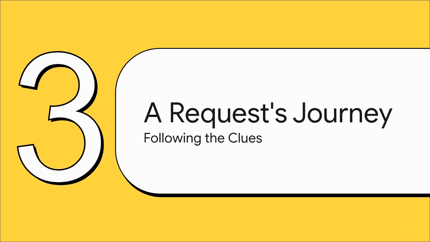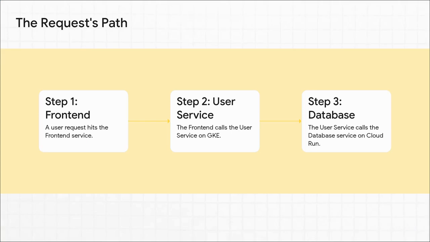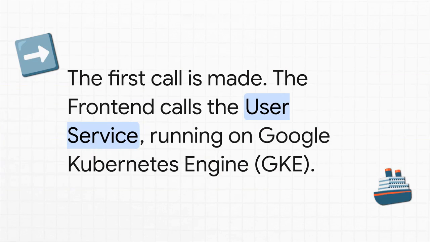Okay, our detective is on the case, and the concepts are making sense. So now, let's actually follow the evidence. We're going to track our slow request as it makes its way through a pretty standard 3-service application. And the story begins. A user hits a button. That request smacks into our front-end service, and boom, the investigation is officially on. The clock has started.